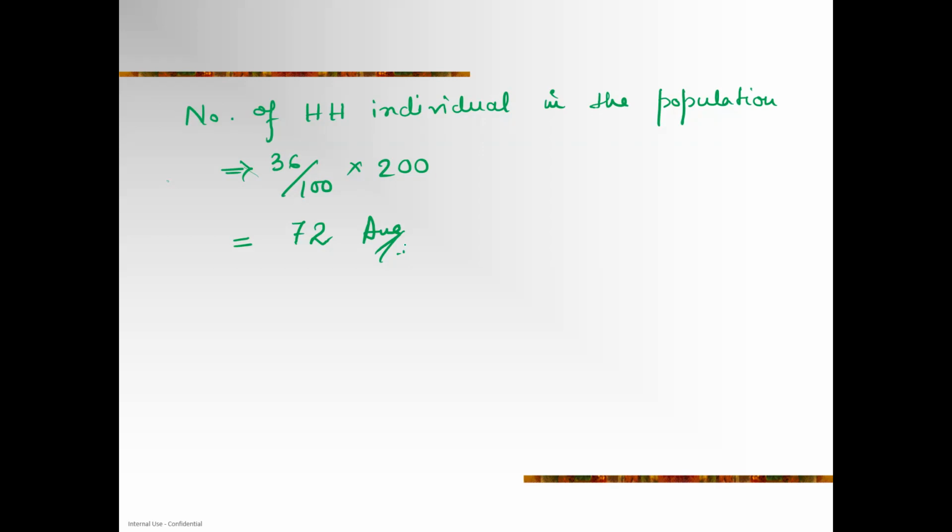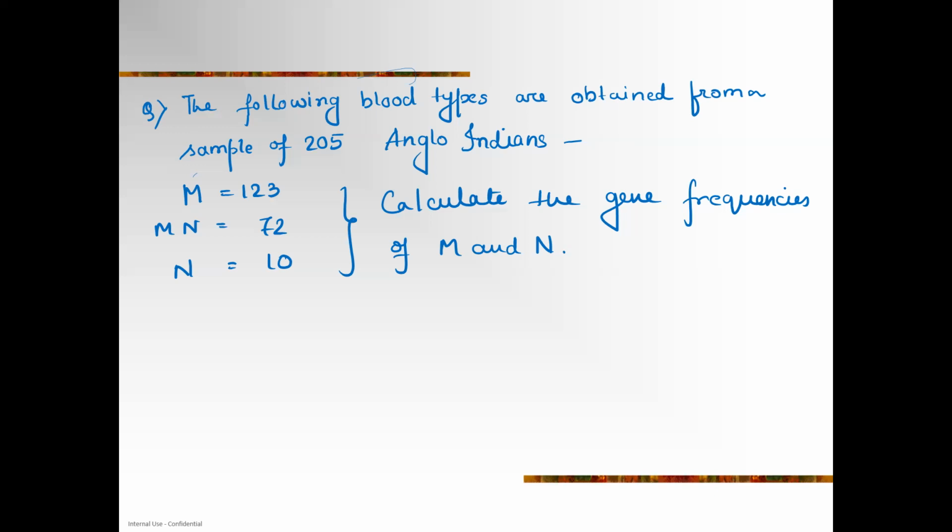Now, we will talk about another question very similar to this. Okay. So our new problem in hand. What is this? See, the following blood types are obtained from a sample of 205 individuals or 205 Anglo-Indians. See, if you are seeing this name, don't get confused. Nothing is there. Try to understand the message in the question. That means you have a total of 205 individuals.